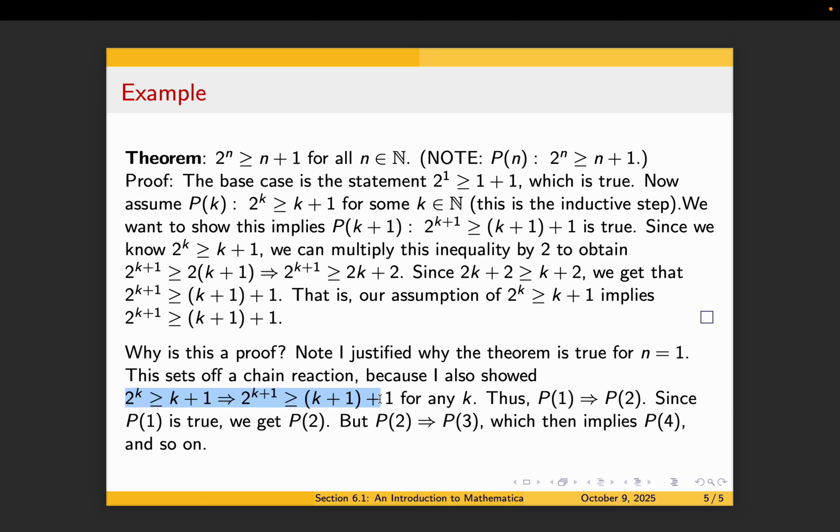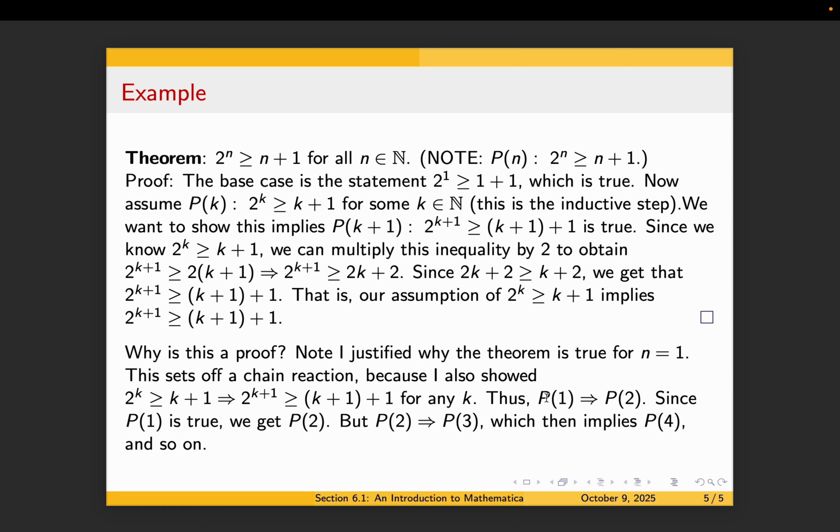I also showed this, though. I showed that for any k, 2 to the k bigger than or equal to k plus 1 implies 2 to the k plus 1 is bigger than or equal to k plus 1 plus 1. So I showed that if the statement is true for k, it must also be true for k plus 1. And I did that for any k.